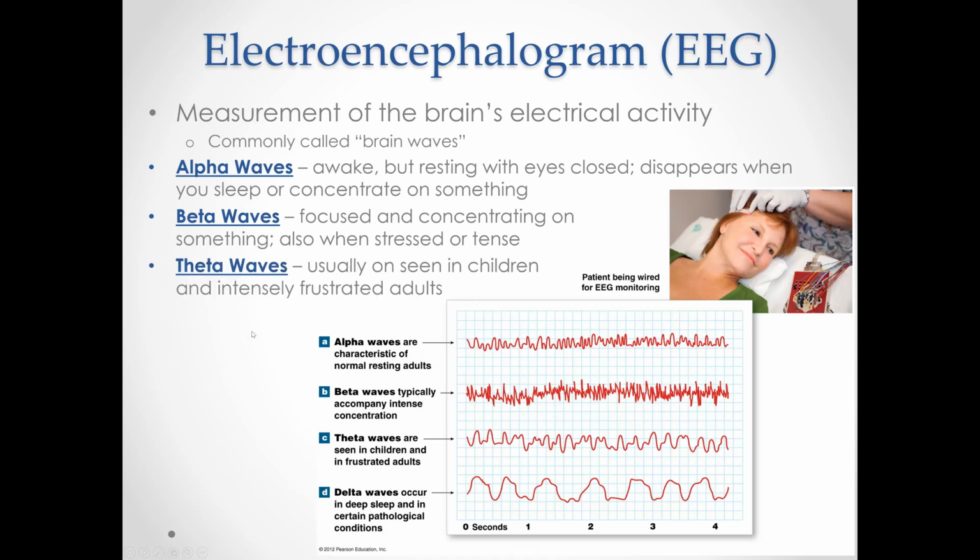Theta waves are usually only seen in children and then in intensely frustrated adults. And then delta waves are seen during sleep, also in some pathological conditions like with certain types of tumors, but this is typically what you would see during slow wave sleep.